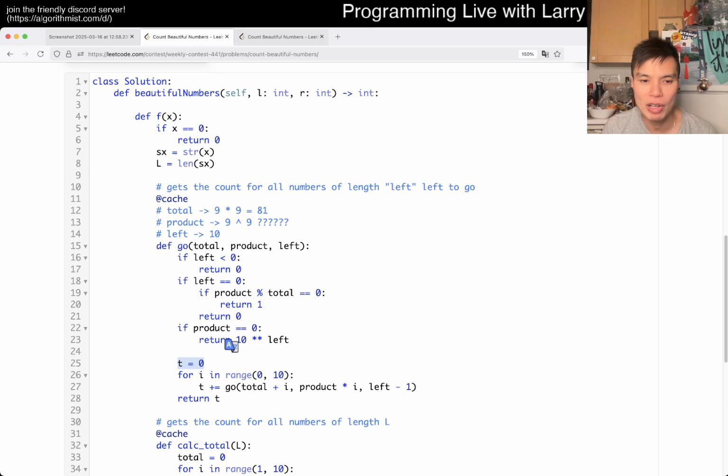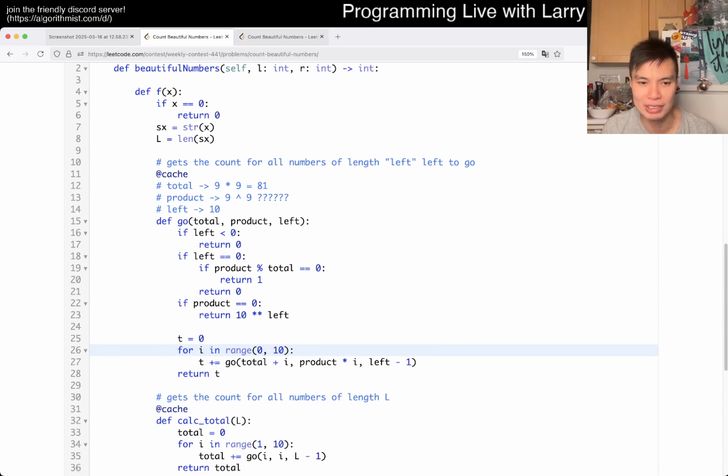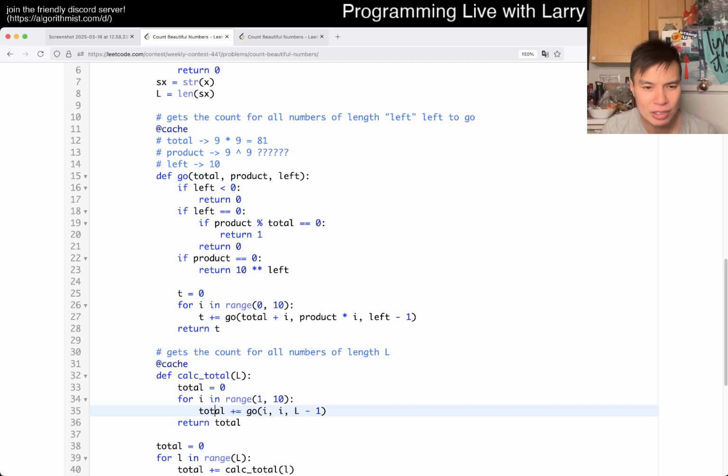T is equal to 0 for each number, keeping in mind that the first digit is always set for us, because here, for example, maybe I didn't go over this actually. This is the first digit, right? And for length L, the first digit has to be not 0, right? So that's why we start from 1 to 10. Technically 1 to 9 inclusive, the 10 is exclusive, right?